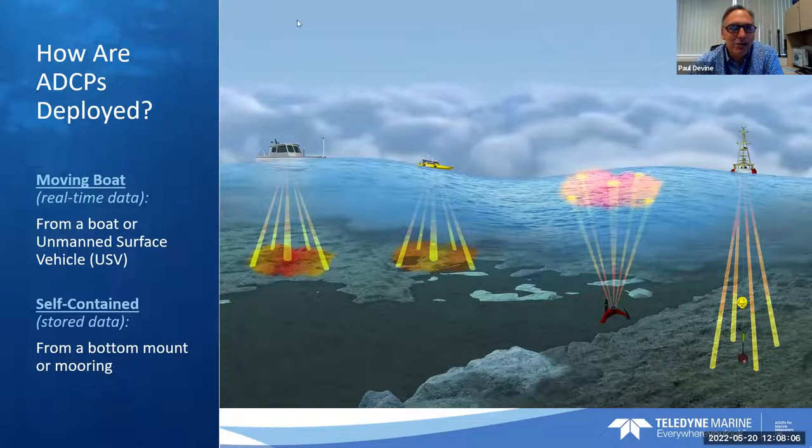Again, ADCPs can be deployed a number of ways: moving surface vessels, ASVs, bottom mounted, buoy mounts. Today, we're really going to be talking about a bottom mounted upward looking data set. But the concept when we talk about the data QA is the same. For all these ADCPs, there's a process that you use to QA the data, rubber stamp it and publish your results.